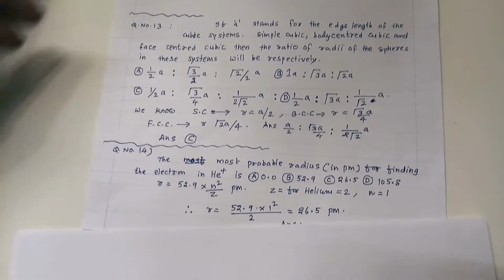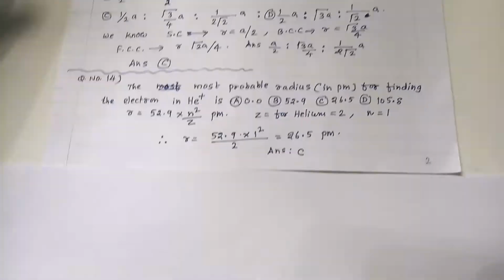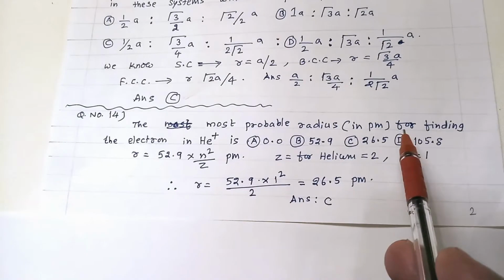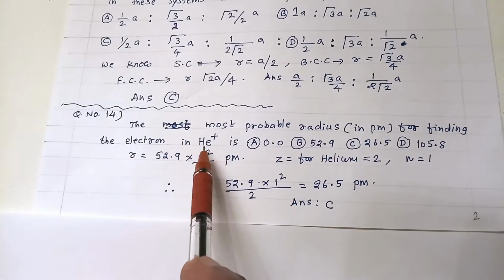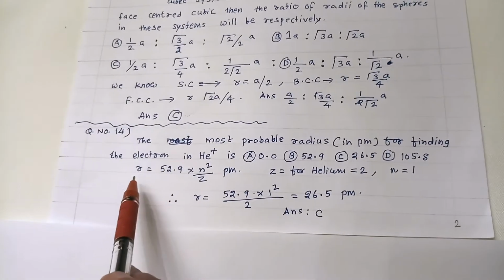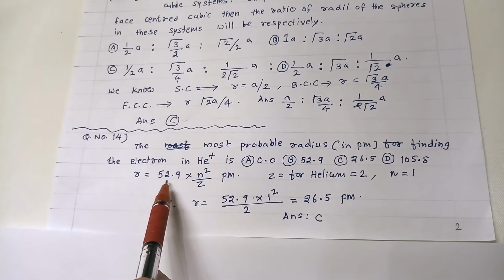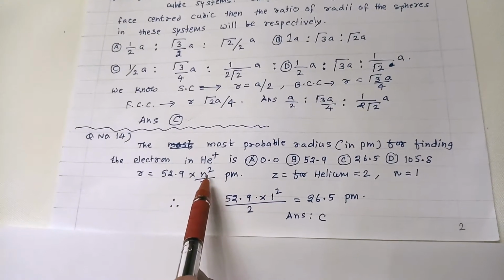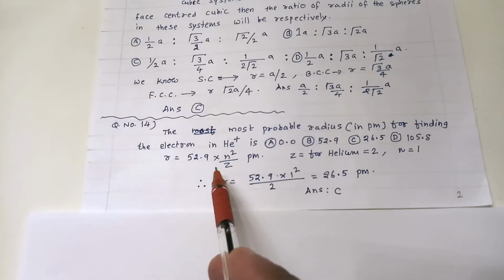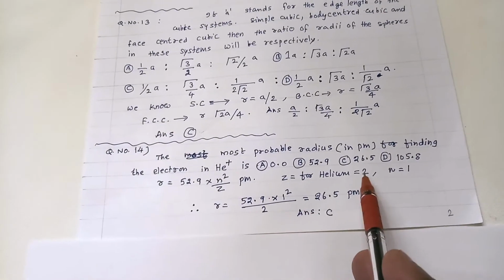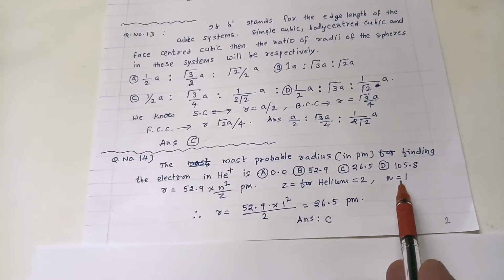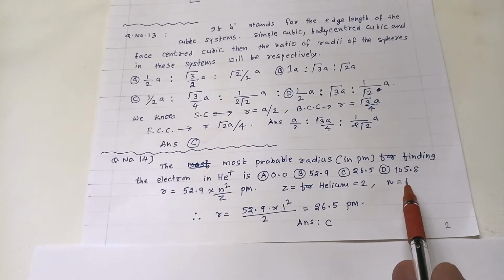So next we will go to question number 14. The most probable radius in picometer for finding the electron in helium ion is, four options are there. So we know that r is equal to 52.9 into n square by Z picometer. Since he is asking for picometer, we have to use this value. For helium, Z is equal to 2, and for finding the electron probability, n is equal to 1 will be there. So n is equal to 1 we have to use.